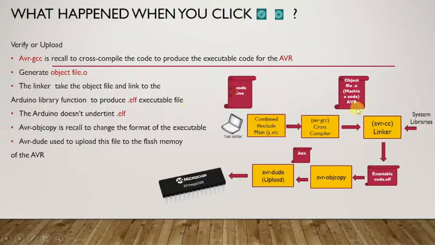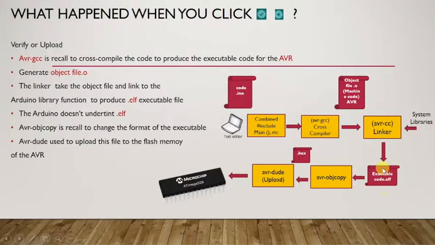So the toolchain of the Arduino: first you write the code in a high-level language, the C language, using your Arduino IDE. Then you cross-compile the code on your PC by calling AVR GCC. Then you get the machine code. The machine code will be combined with the system library using the AVR GCC linker. Then you will get executable code.